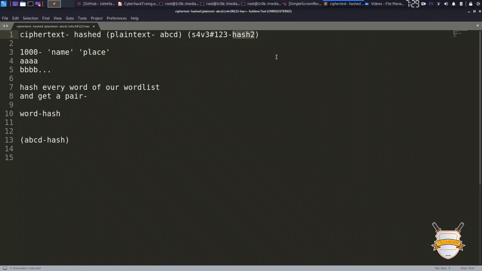There are two websites, CrackStation and MD5 Decrypt. Before proceeding to that, there are many hashing functions: MD5, SHA-128, SHA-512, SHA-256, and Amalgam, I guess, if I'm not wrong. There are many hashing functions.